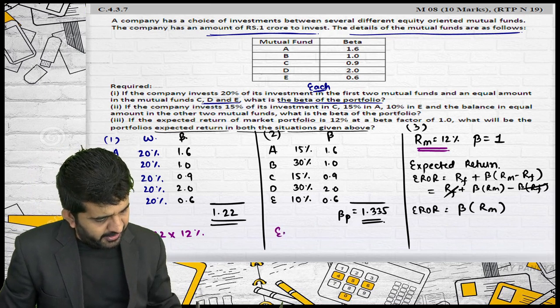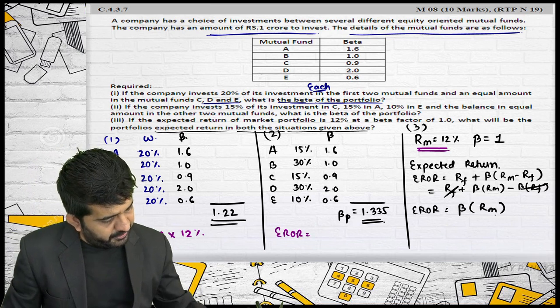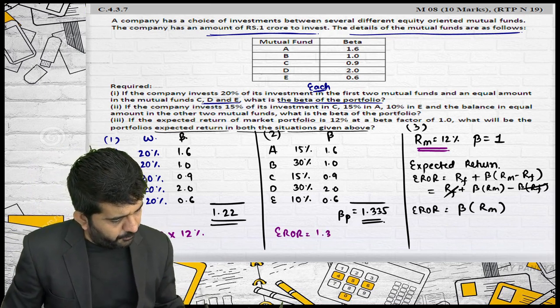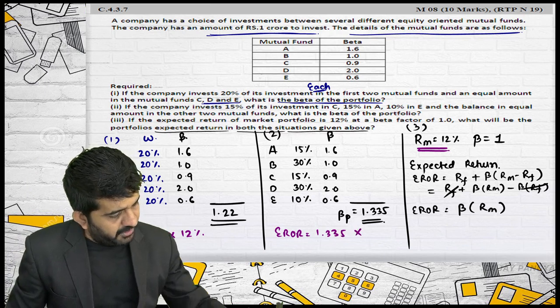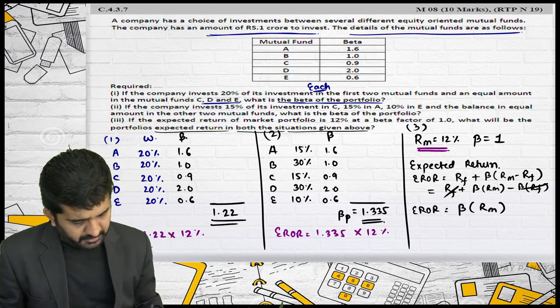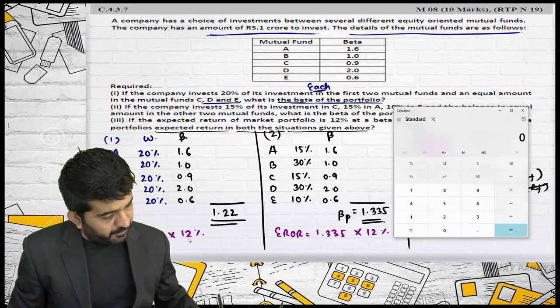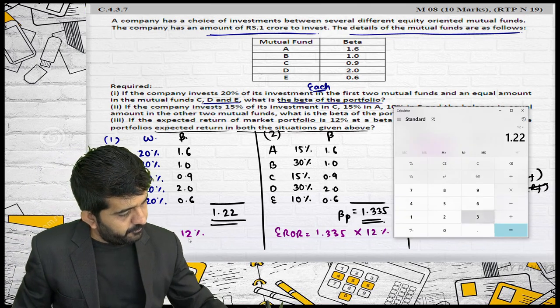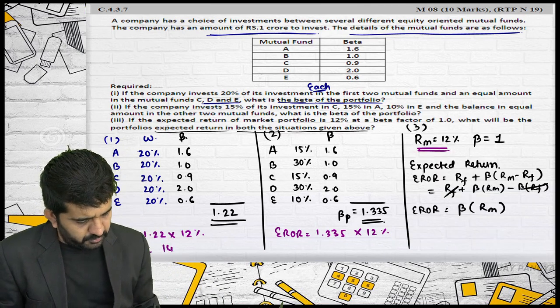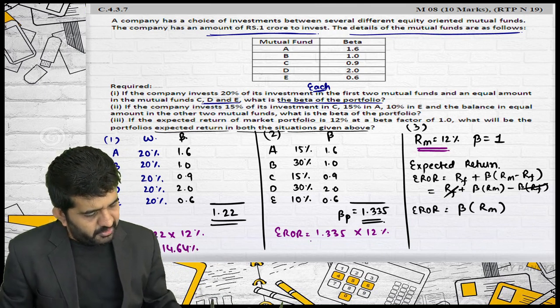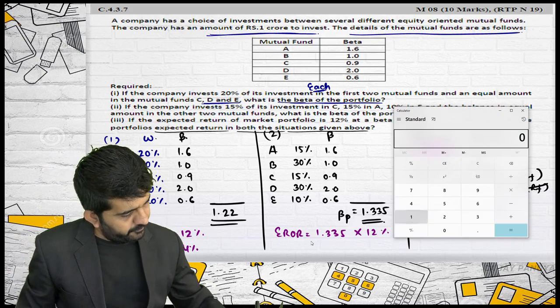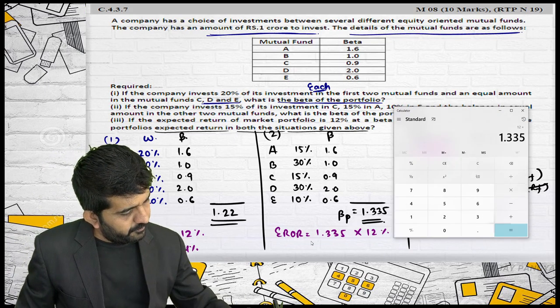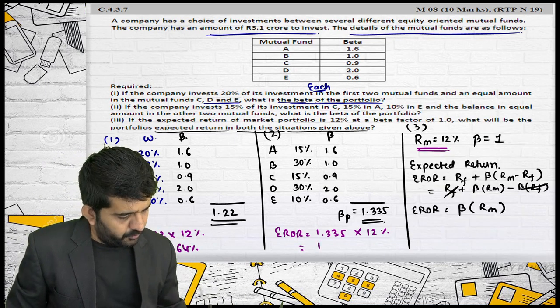And here, expected rate of return is beta 1.335 multiplied by 12%. So, here 12 into 1.22 is 14.64. Here 12 into 1.335 is 16.02.